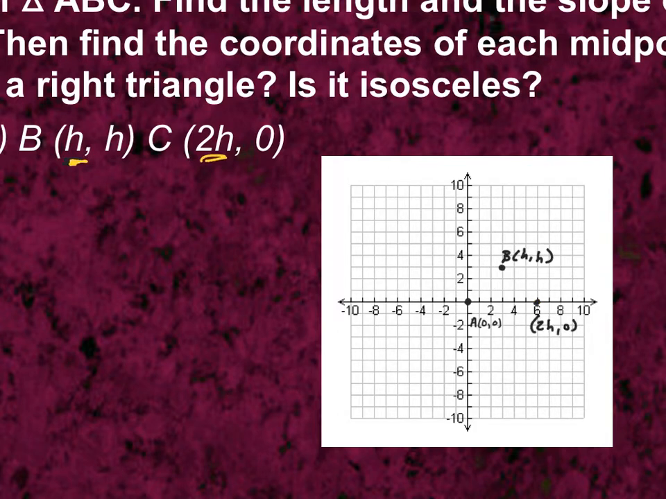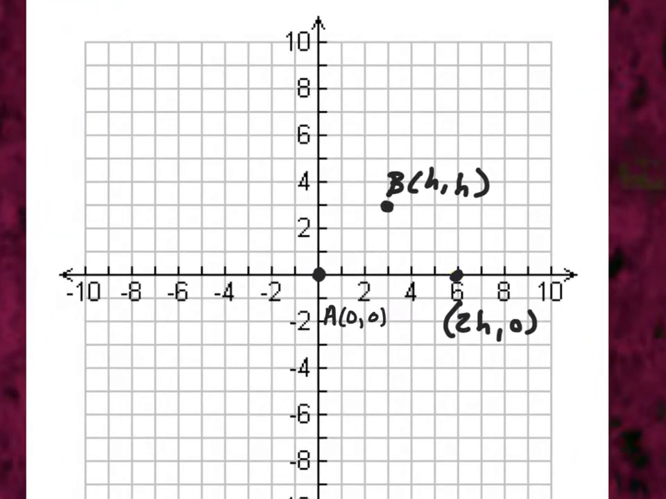And remember that 2H doesn't mean it's 6 units. It could be any number in the world. But I just made it doubly as far as the first one was to the right. So B was H units to the right. This was 2H to the right. So I had to go twice as much as I did before. So we have this triangle that looks like this.